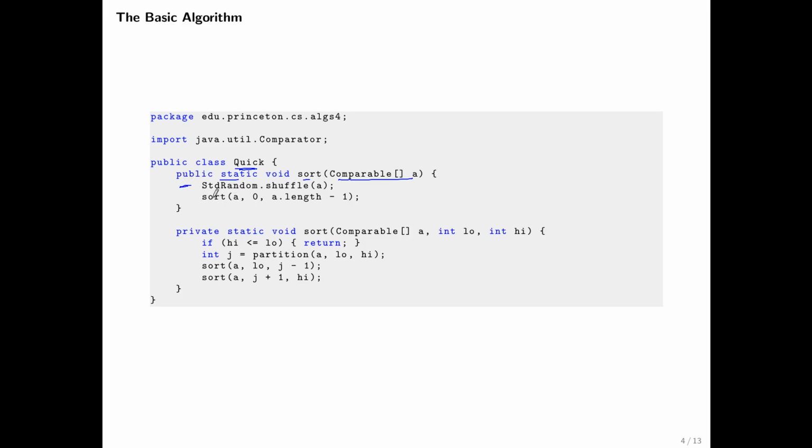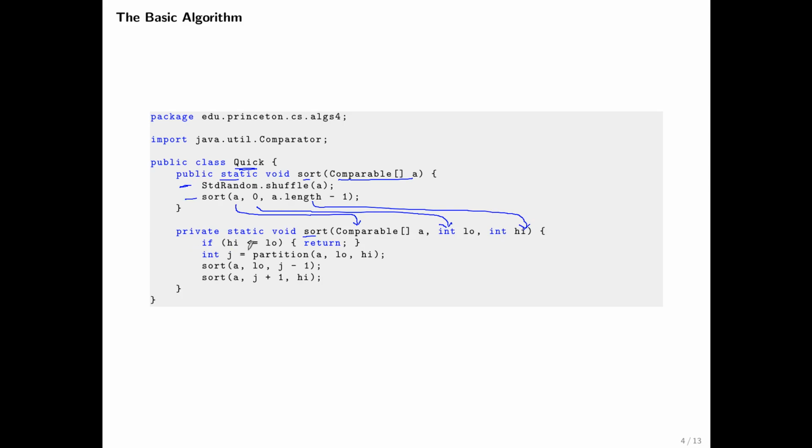And once that is done, the public sort method simply calls the private sort method, which is right here, giving it the array A as the first argument. That's the array that we want to sort, and then 0 for low and A.length - 1 for high. All right. And it's the private sort method that implements Quicksort, and it is recursive in nature. Right? So let's go through this method.